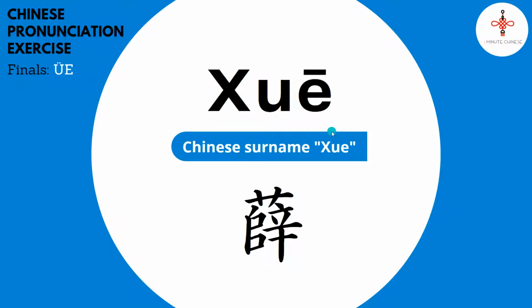Let's combine the initial 西, the final 约 and the high-pitched first tone all together. 西约薛. Repeat after me. 西约薛. 薛薛薛. Xue is a Chinese surname which originated from an ancient kingdom name.